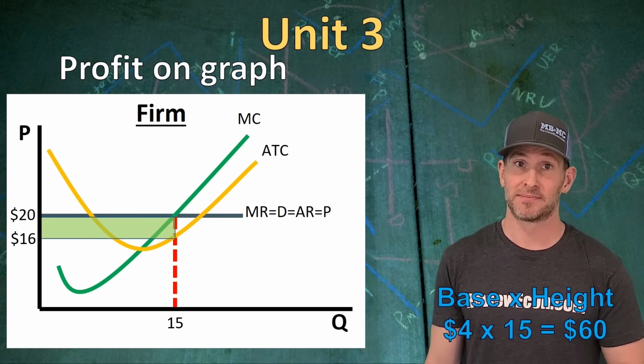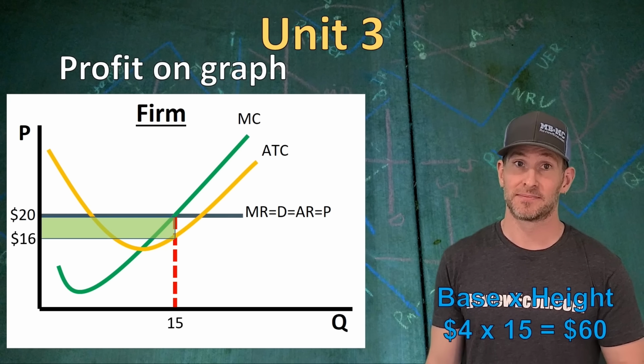If you find the average total cost greater than the price at the profit maximizing quantity, that firm will be earning economic losses. That will be the difference between the average total cost and the average revenue at that profit maximizing quantity. For this firm, it's $5 per unit produced. Multiply that by the quantity produced of 10, and that will be $50 worth of economic loss.